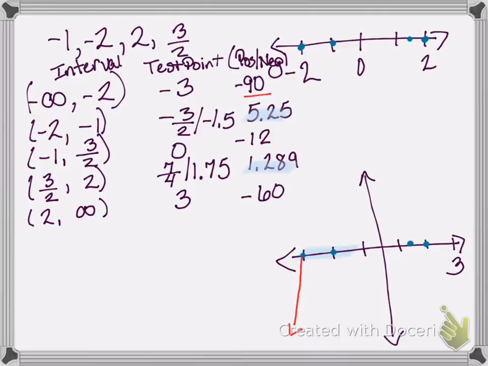Now our next interval is -2 to -1, and we have +5.25. So our test value is -1.5, and we got a positive. So we know that during this interval, we are above the x-axis. Now, our next test point is x equals 0. So that is where it's going to cross the y-axis.